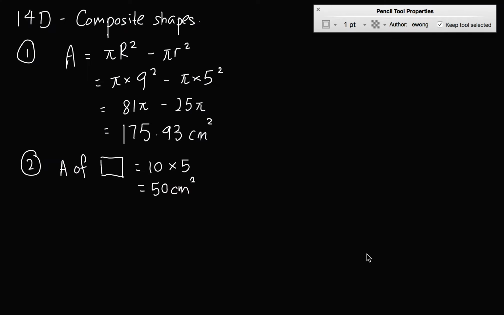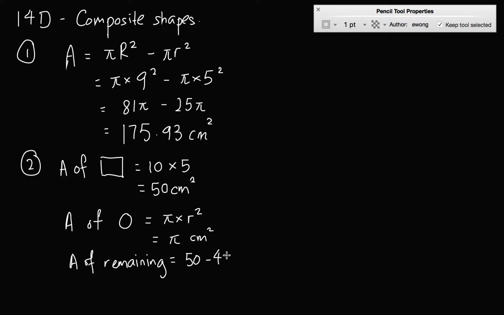So with that, let's calculate the area of one circle, and that is pi times r squared, and r in this case is just 1, so the area is just pi centimeters squared, because 1 times 1 is 1, 1 times pi is pi. Now if you have 4 of those circles, the area of remaining is 50 take away 4 pi.